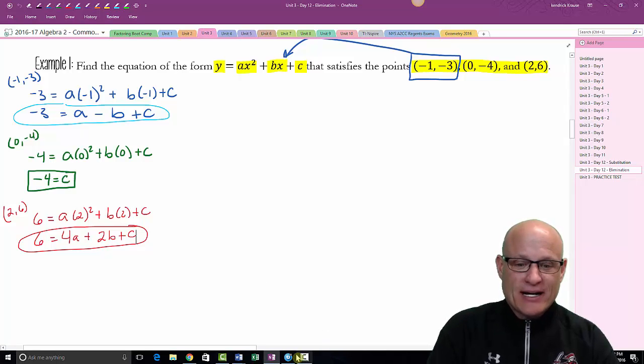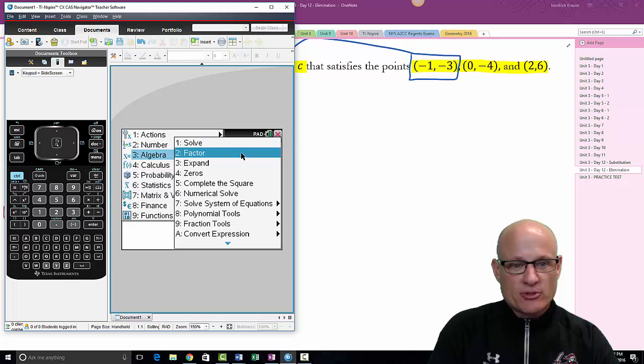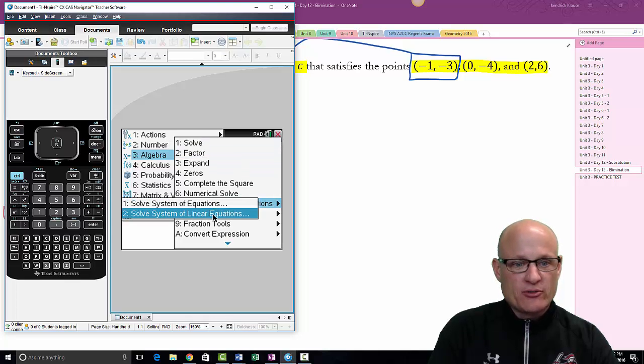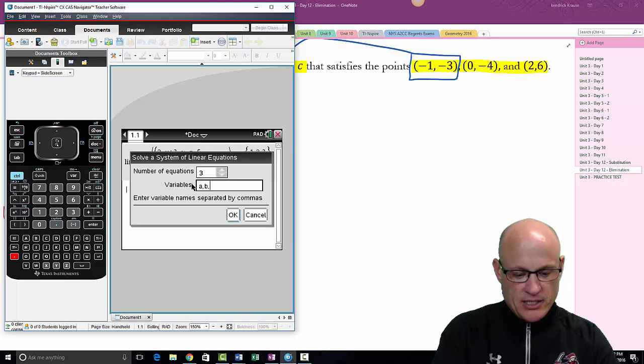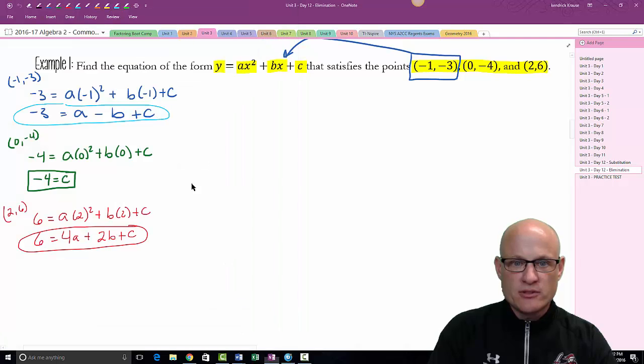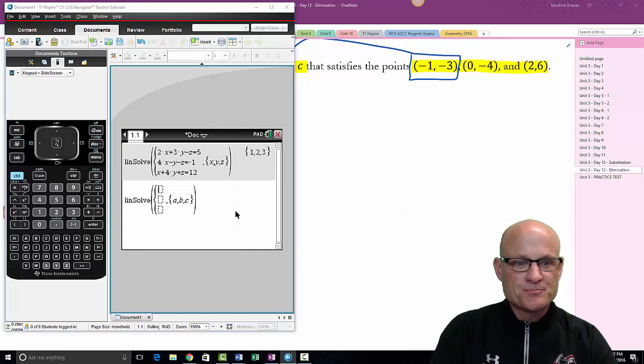I'm going to use my calculator to do the same thing. So I'll go to menu, algebra, solve a system of equations. We're going to use 3. And this time we're going to use a, comma, b, comma, c. I want to find a, b, c. So I'm going to do it that way.